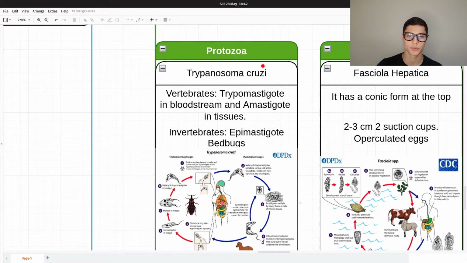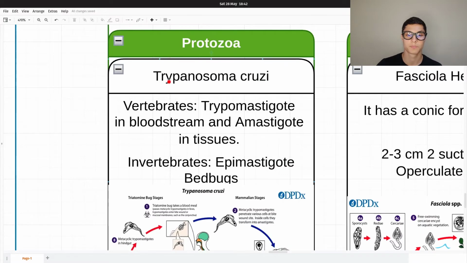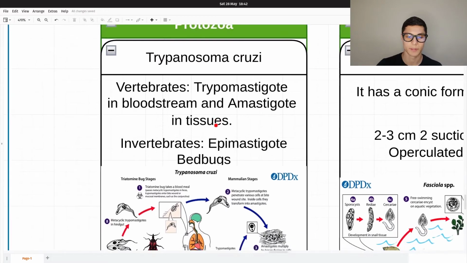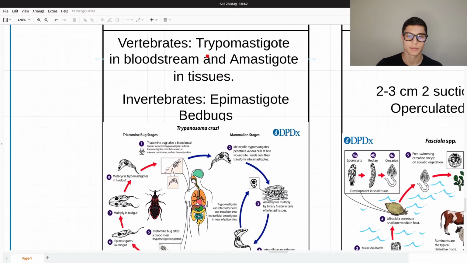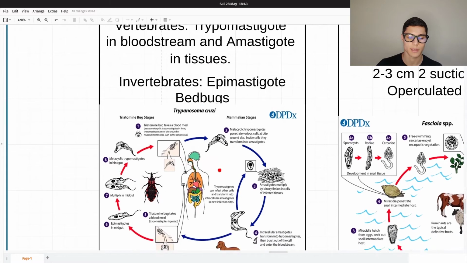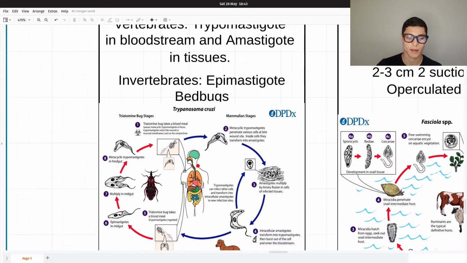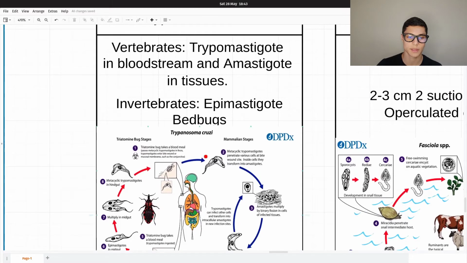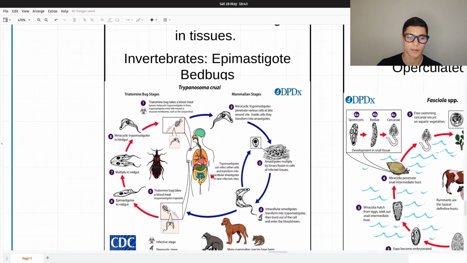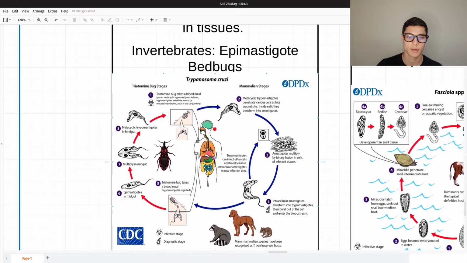And then we have the protozoa. We have the Trypanosoma cruzi. Vertebrates, trypomastigote in bloodstream and amastigote in tissues. Invertebrates, epimastigote, and bedbugs. Yes, because you have to know that this parasite can affect both vertebrates and invertebrates. And it has 2 cycles, as we are going to see now.